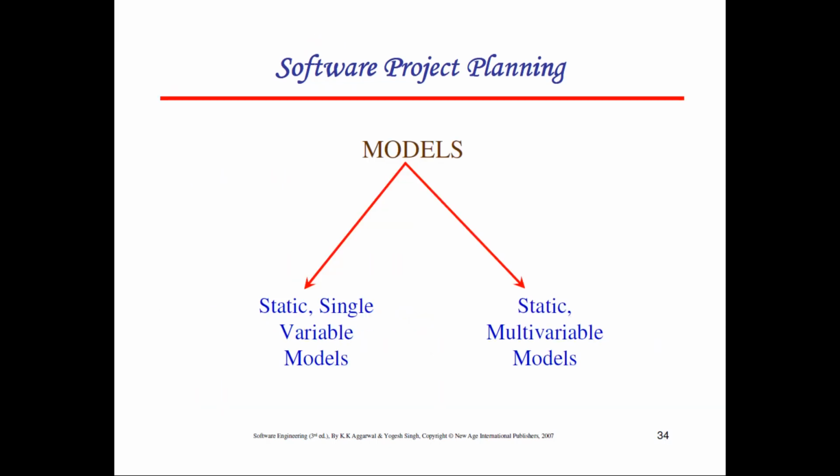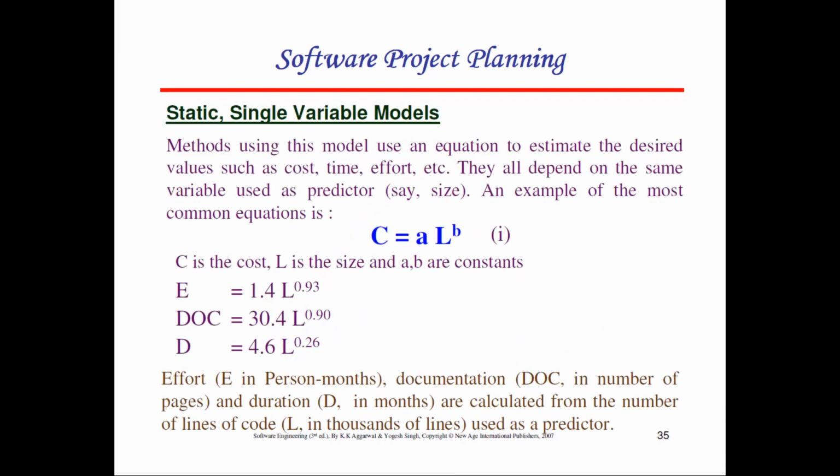Now there are certain tools and models which we will be looking at in this video. The models are of two types: static single variable and static multivariable. Okay. Now you need to remember this equation number one. It says that the cost of any software project, C, is equal to A into L to the power B. Now what are A and B? A and B are constants, which have their own values. L is the size in terms of lines of code, in thousands of lines of code.